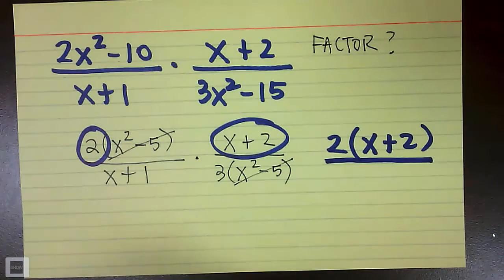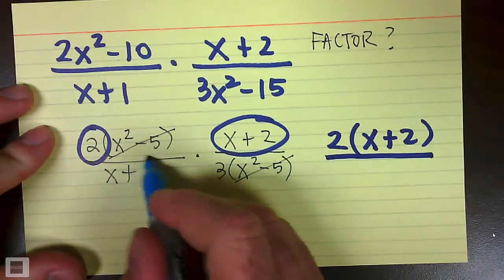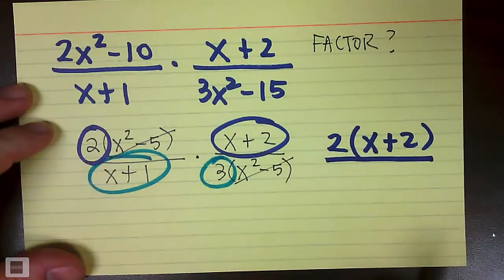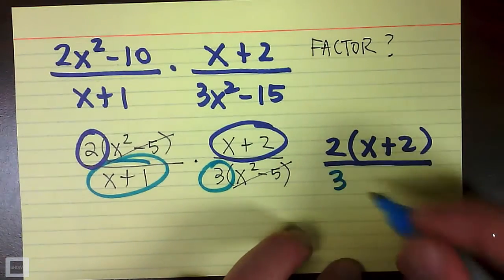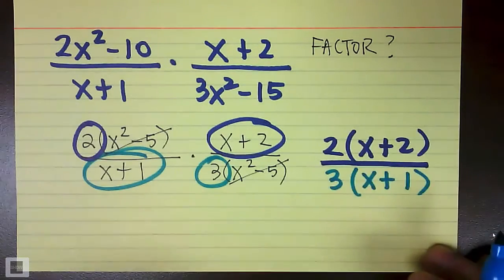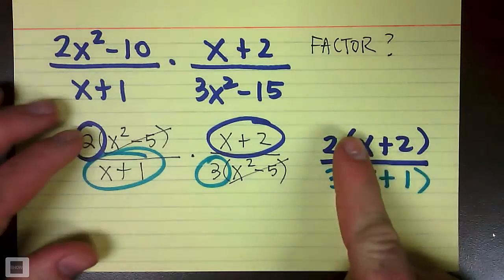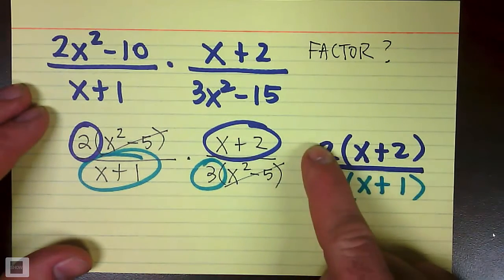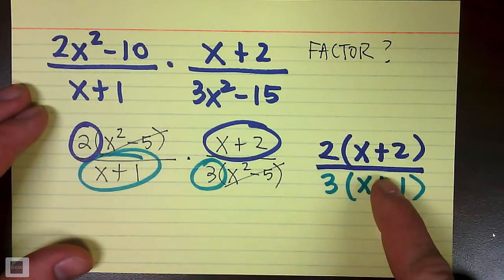The bottom, what I have left is an x plus 1 and a 3. So I'm going to put that together, but I'm going to put the 3 first and then the x plus 1 second. What I don't want you to do is to multiply this out. It's real tempting to multiply this by 2, that by 3 on the bottom. You don't need to. It's not necessary.